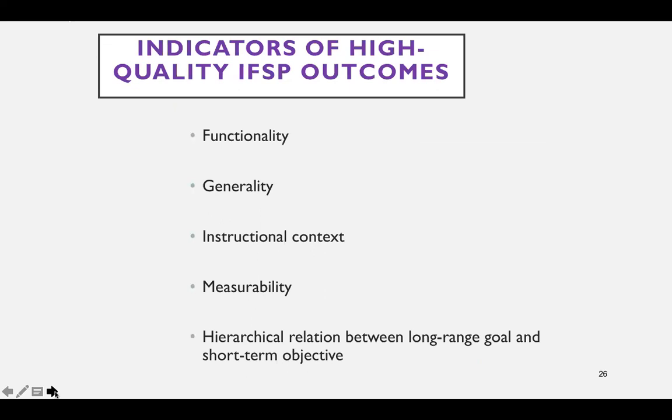Indicators of high-quality IFSP outcomes include functionality: will the skill increase a child's ability to interact with people and objects? Generality: does the skill represent a general concept or class of responses? Instructional context: can the skill be taught in a way that reflects the manner in which the skill will be used in daily environments? Measurability: can the skill be seen and/or heard and measured? Hierarchical: is a short-term objective a developmental sub-skill or step thought to be critical to the achievement of the long-range goal?